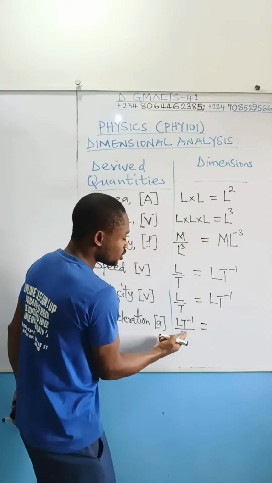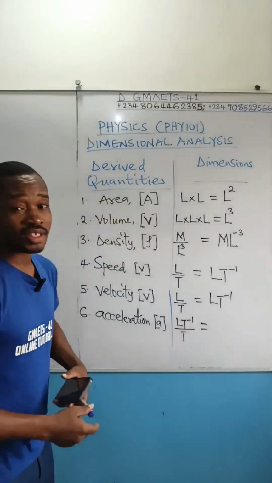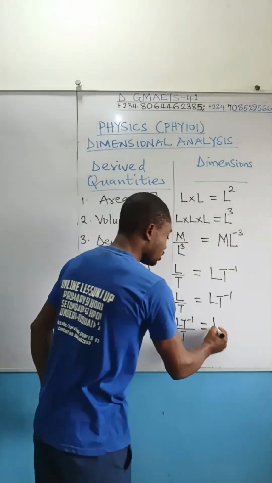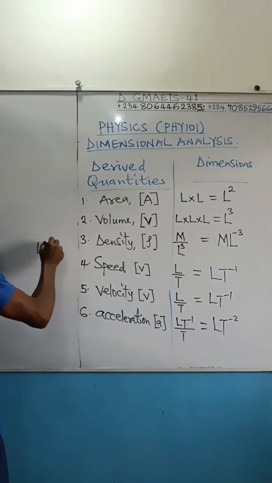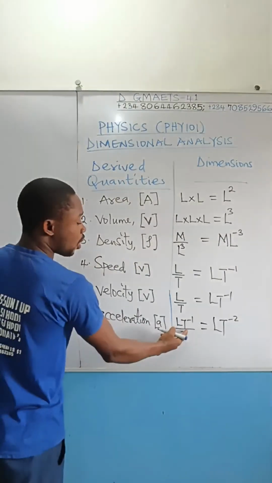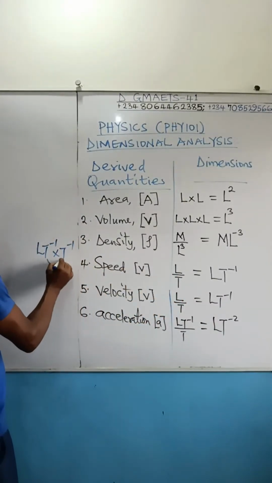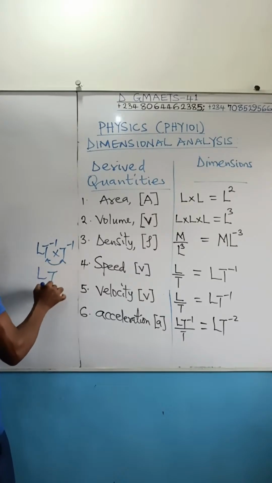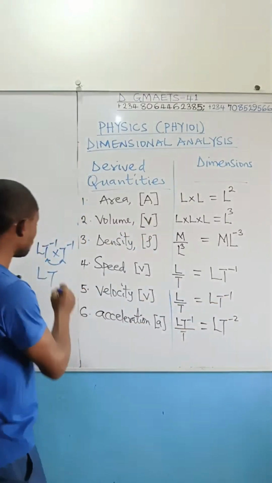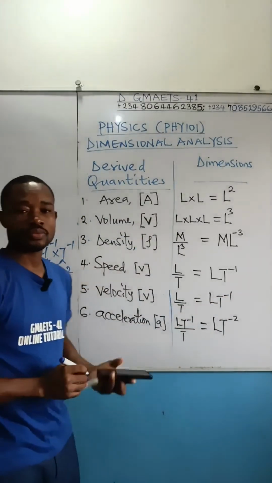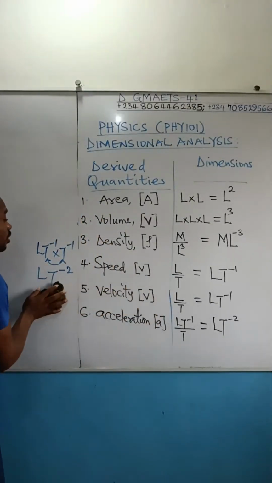If this T raised to power positive 1 goes up, it's going to be LT raised to power minus 2. But just in case, LT to the power of minus 1, if this T to power 1 goes up, it will become T to power minus 1. So here you have the same base, T. Pick one of them and add their powers. Minus 1 plus minus 1 will give you minus 2. So the dimension of acceleration is LT to the power of minus 2.